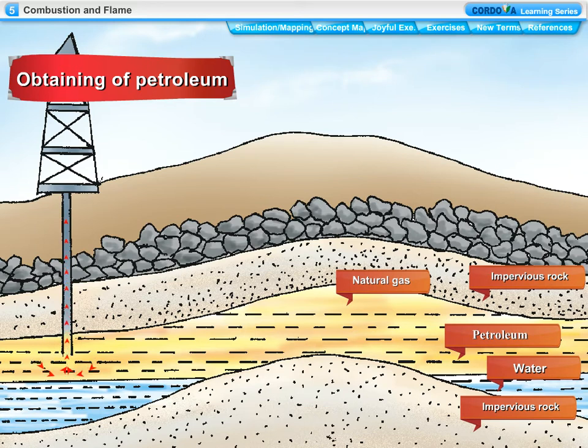At such places, petroleum is obtained by drilling holes called oil wells into the earth's crust by machines called drilling rigs.